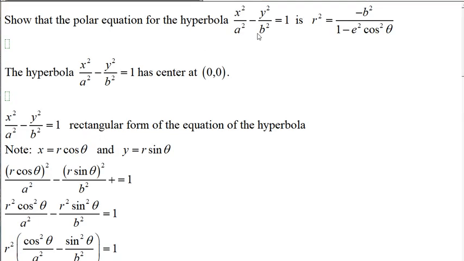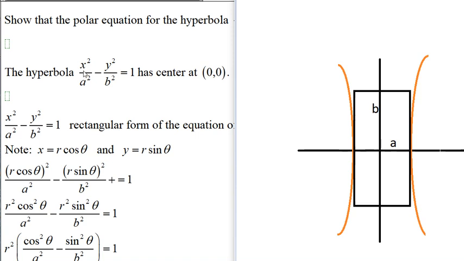And here we have a hyperbola of the form x squared divided by a squared minus y squared divided by b squared equal to 1. And we want to show that the corresponding polar equation is r squared equal to negative b squared divided by 1 minus e squared times cosine squared theta.